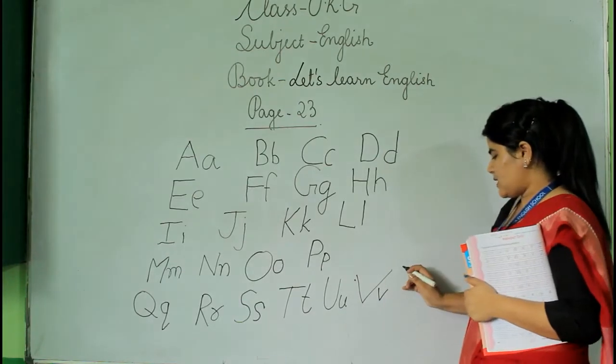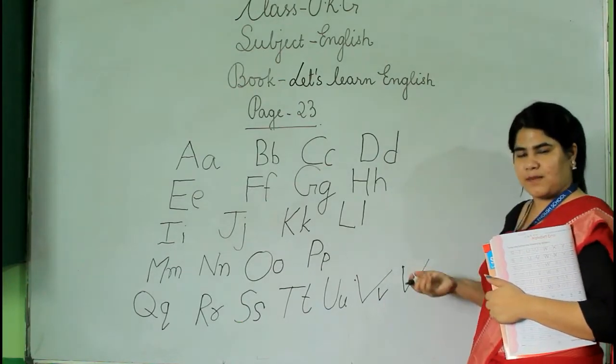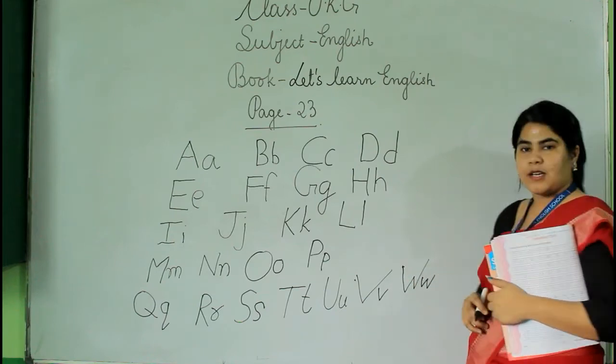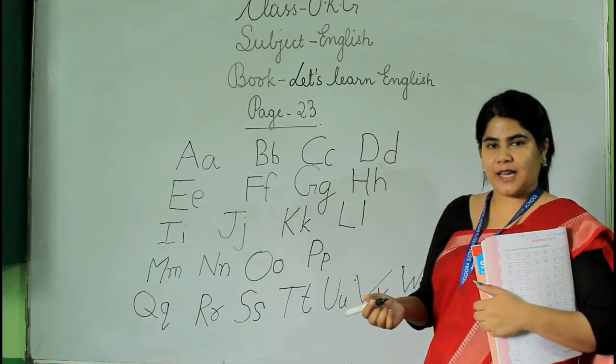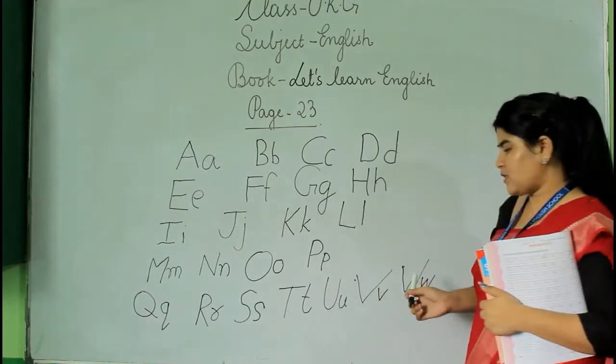Do it opposite in this way. This slanting, then this became W. Then for small also, this. W is for watch, okay? In this way, you have to write. Then what comes after W?